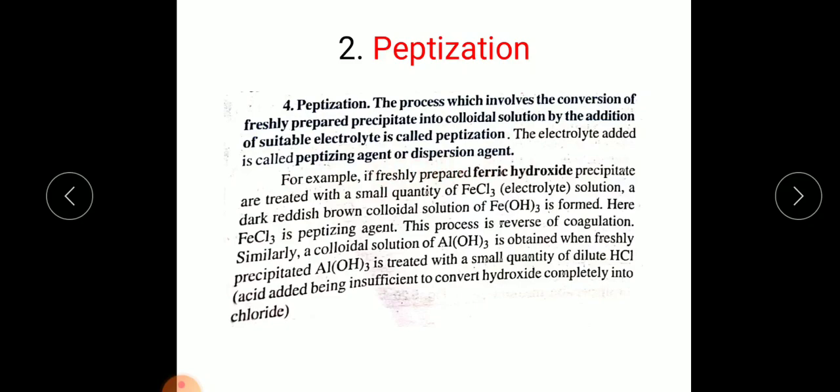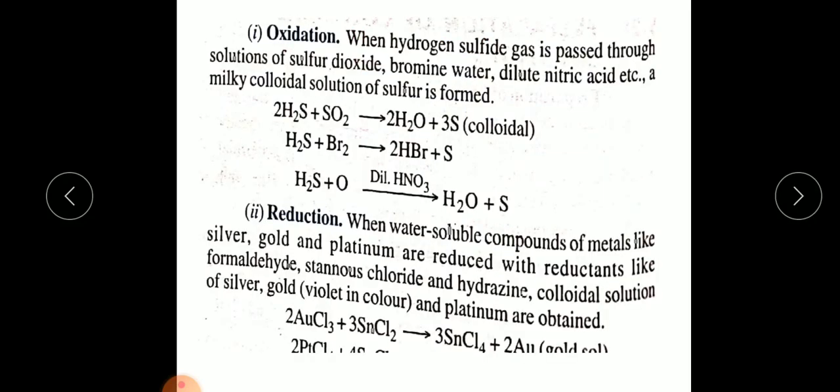For example, if freshly prepared ferric hydroxide precipitate is treated with a small quantity of ferric chloride electrolyte solution, a dark reddish brown colloidal solution of ferric hydroxide is formed. This is an example of peptization.